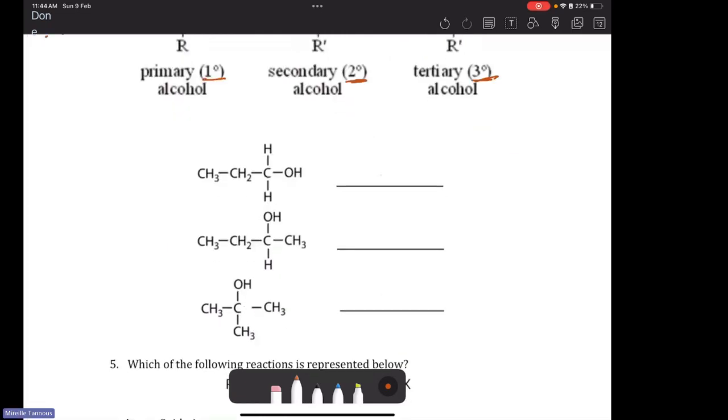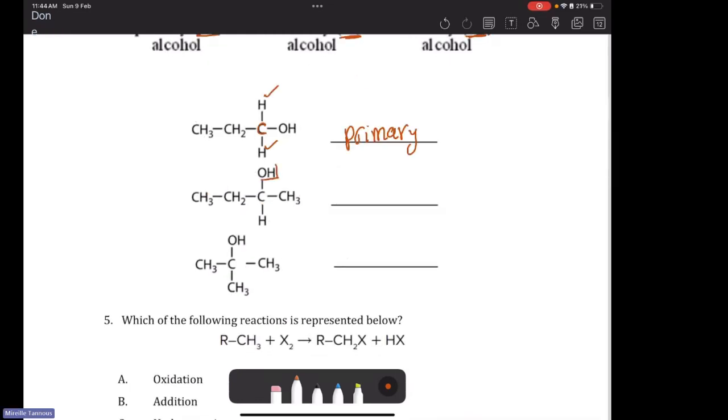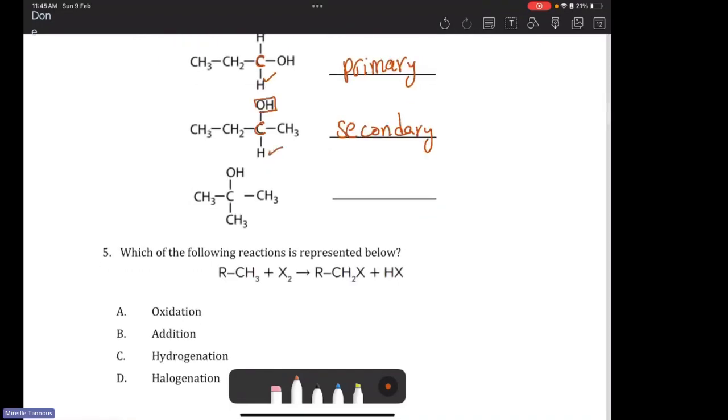So again, here's the C connected to the OH. I count 2 hydrogens, I say primary. Here's the OH connected to the C. I have only 1 hydrogen on it, secondary. Here's the OH group and the C holding it, no hydrogen on it. These hydrogens are not for this carbon, so tertiary.